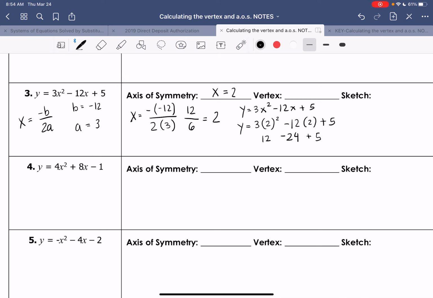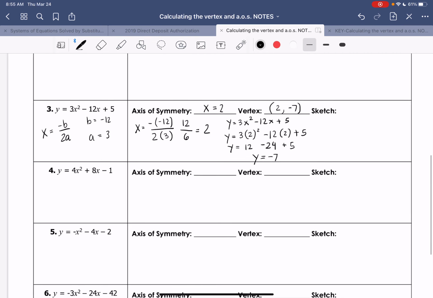Again, if you don't want to do this in your head, you can just use your calculator or think, okay, 12 minus 24 is negative 12, and then I'm going to add 5 to that. And that's going to give us y is equal to negative 7. So our vertex, we know that the x value of the vertex is 2, and the y value is now going to be negative 7.